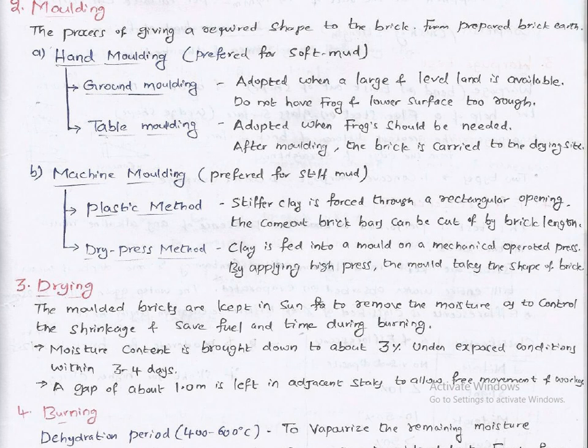Dry press method. Clay is fed into the mold of the mechanical operator and pressed by applying high pressure. The mold takes the shape of the brick.